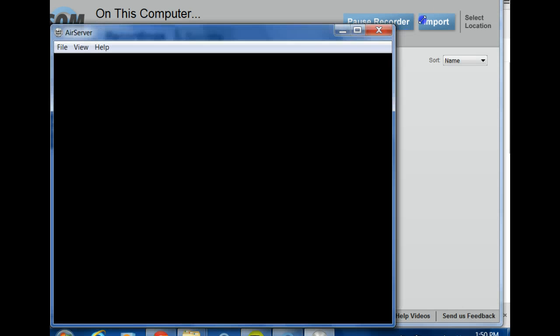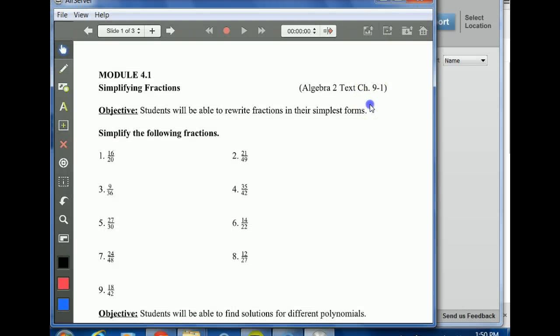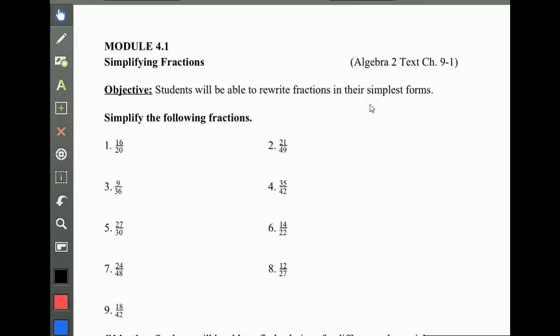Okay, so today we are on 4.1, which is just the beginning of multiplying and dividing polynomials, which should be a review. Most of it will be a review for you. In the packet that I gave you, you should be doing the skills 8.1 and 8.2. In your book, it is 9-1.